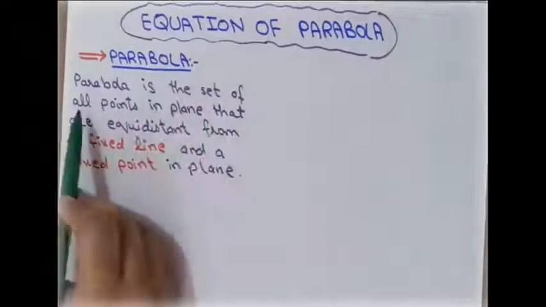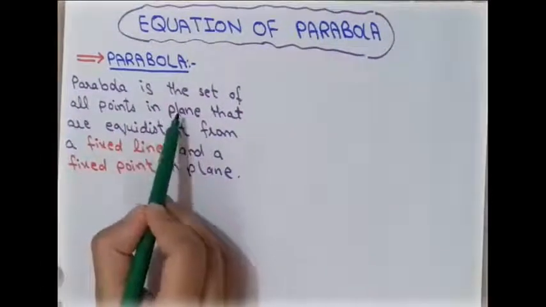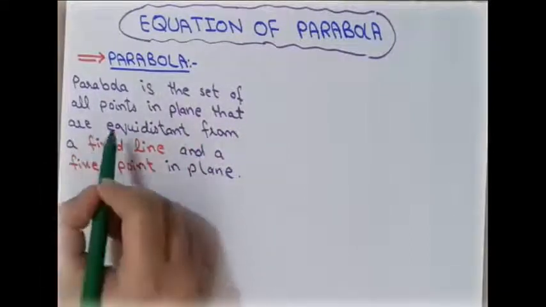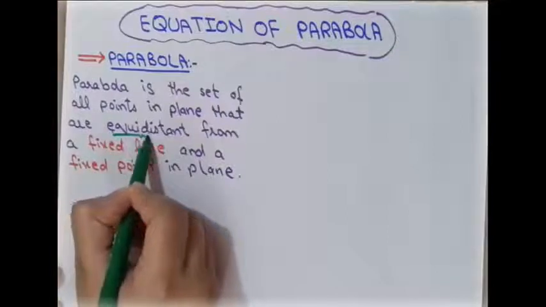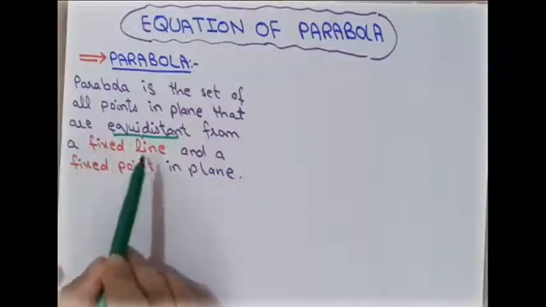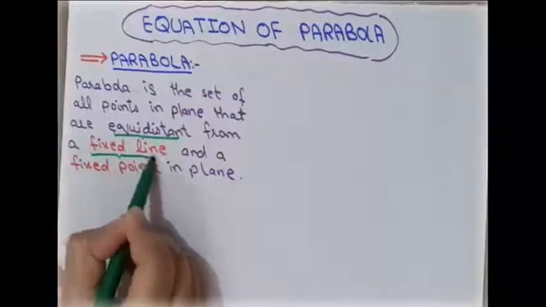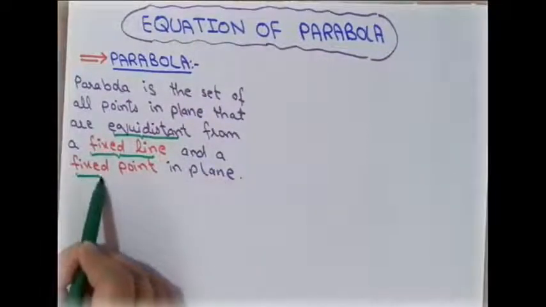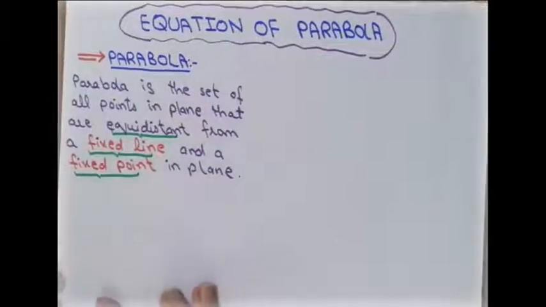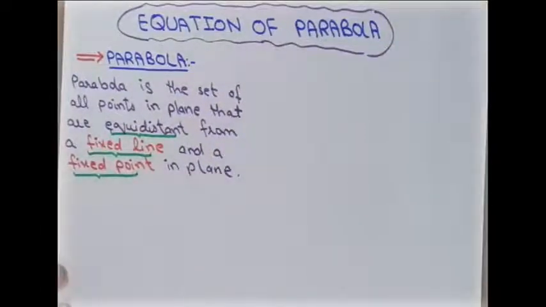Now, a parabola is a set of all points in a plane that are equidistant from a fixed line and a fixed point in a plane. So what is equidistant? It means equal distance. Basically this is the definition of a parabola, and now we will sketch it.